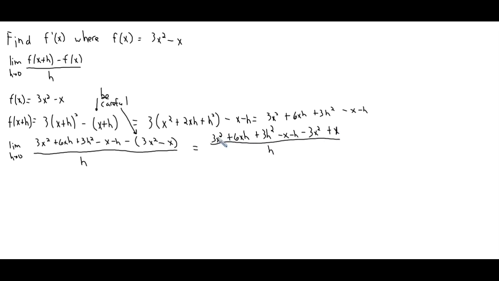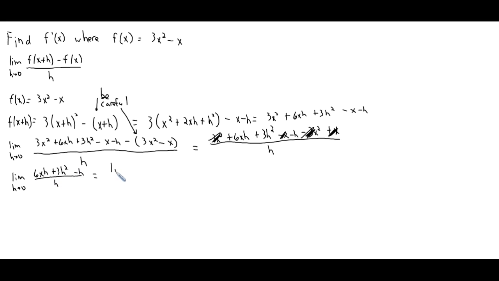And we notice we have a 3x squared and a minus 3x squared, so we cross those out, and we have a minus x and a plus x, so we cross those out. And now we rewrite this as the limit as h approaches 0 of 6xh plus 3h squared minus h, all divided by h.